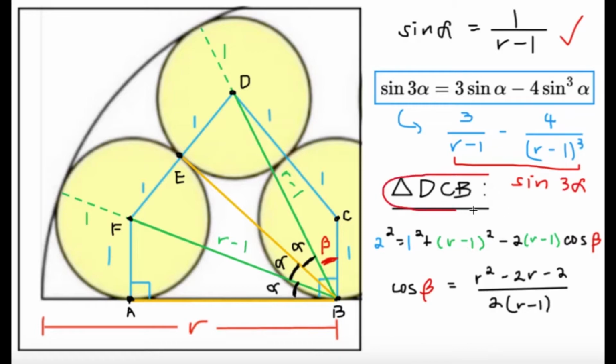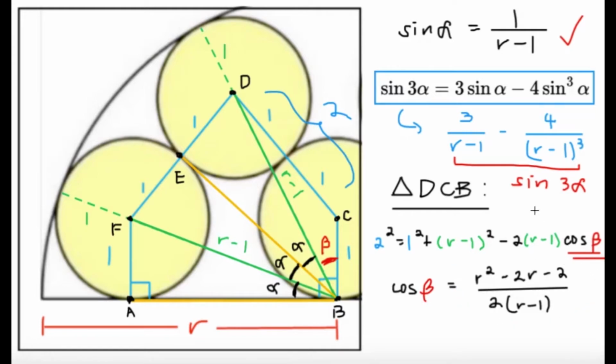And then let's try to focus on triangle DCB. I'm interested in getting the value of cosine beta. Again, I can use the cosine law to help me here. So DC is technically of length 2 because it's just connected by two radii of length 1. So 2 squared is going to be equal to 1 squared plus r minus 1 squared minus 2 times r minus 1 times cosine beta, again, just by cosine law. Now, if I solve for cosine beta, that's going to give me this value over here.